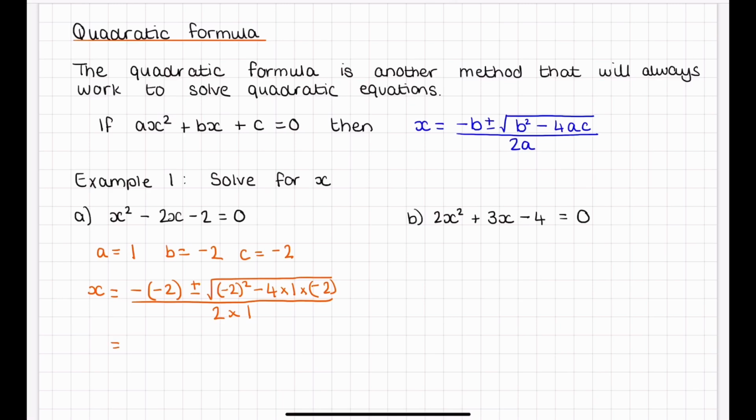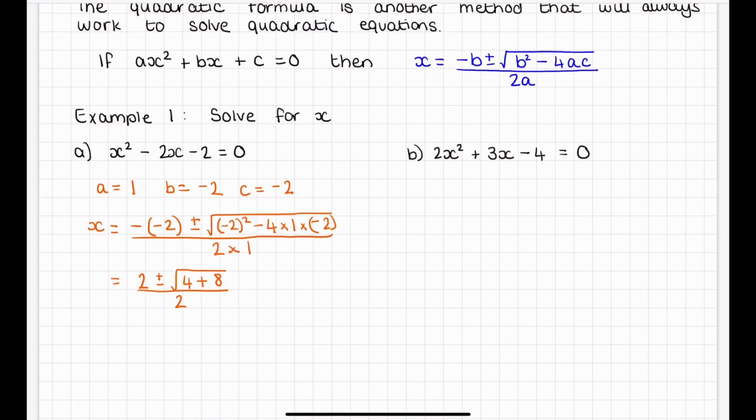So we've got minus minus 2, which will just be plus positive 2, plus or minus the square root of negative 2 squared is 4. Then minus 4 times 1 times negative 2, which will give us plus 8. And that will all be divided by 2 times 1, which is 2. And then we can just work that out. So we'll have 2 plus or minus the square root of 12 divided by 2.